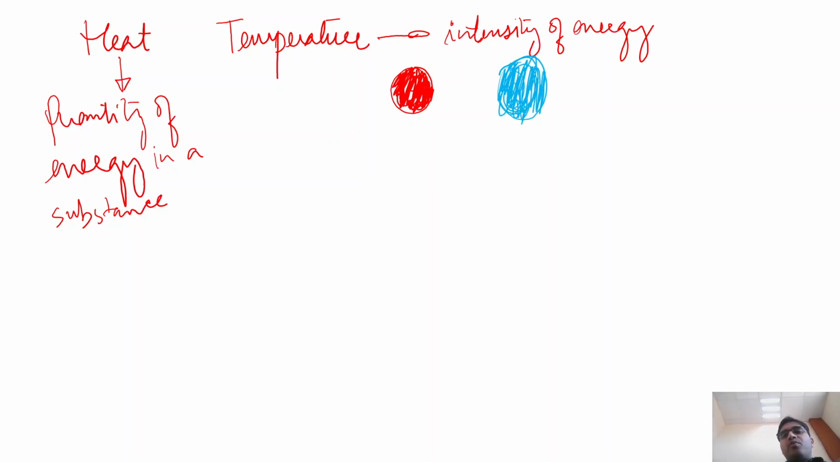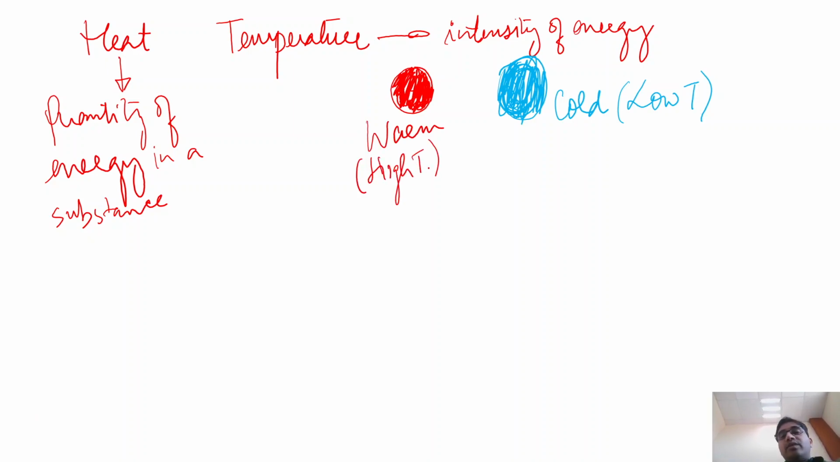So now if this blue color object is cold or of low temperature, while this red color object is warm or has high temperature, this will define that the heat flow will go from this warm object towards the cooler one. So this is normally the direction of flow of energy, that it flows from higher energy to lower energy. If an object has a less amount of energy, it will have low temperature. If an object has a high amount of energy, it will have high temperature. It's a very common thing.